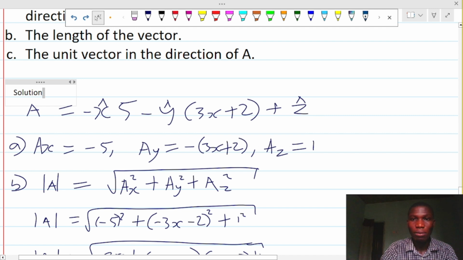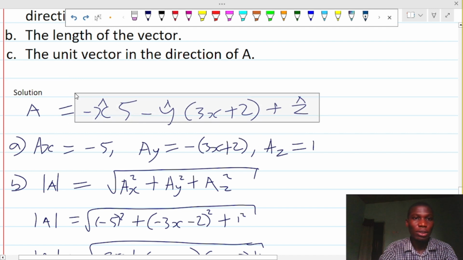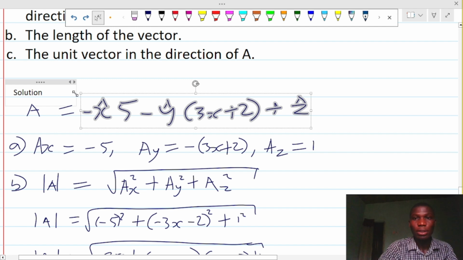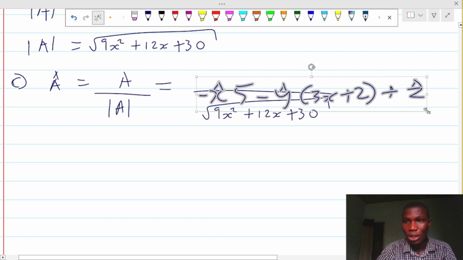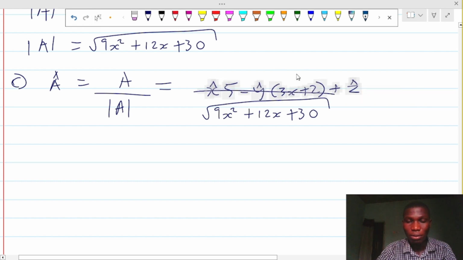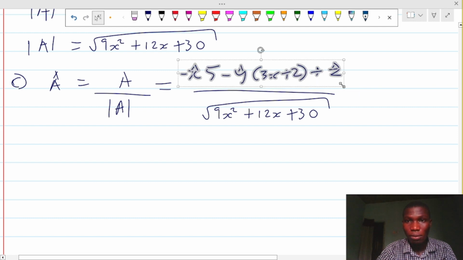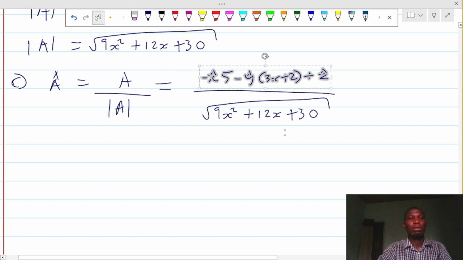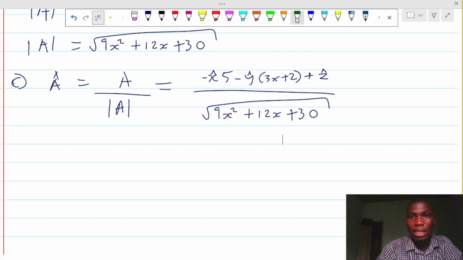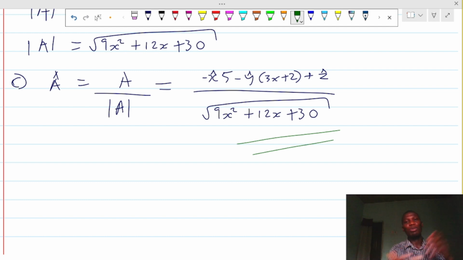Alright, so yeah, that's it. We can stop there as the answer. So this is just the unit vector, an example that has to do with unit vectors and magnitudes of a vector. And this will be all for this video.